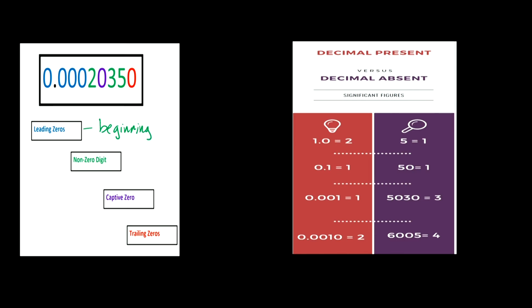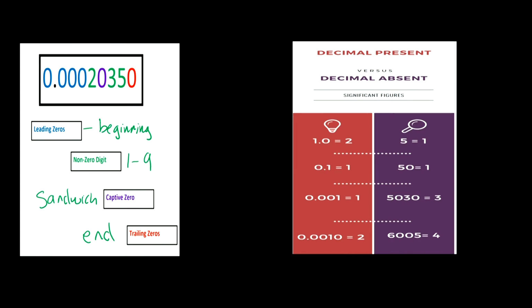Our non-zero digits are 1 through 9. Our captive zeros are sandwiched in between the non-zero digits. And then your trailing zeros are going to be at the end of a number. And again, watch out for that decimal point. That's when your trailing zeros are going to count.